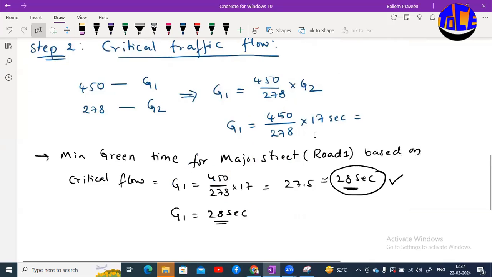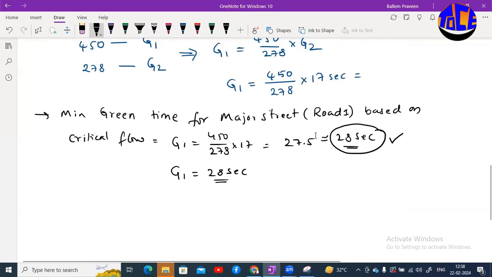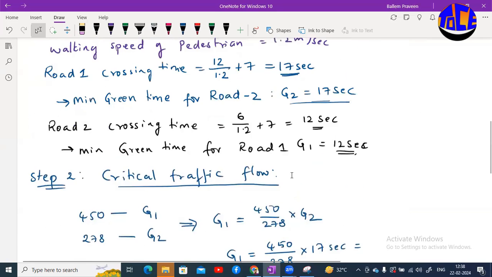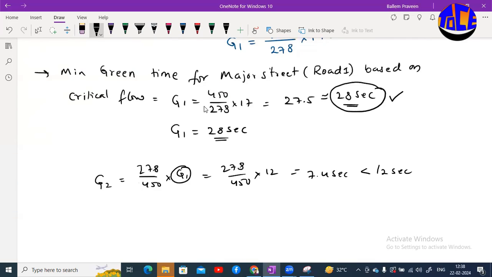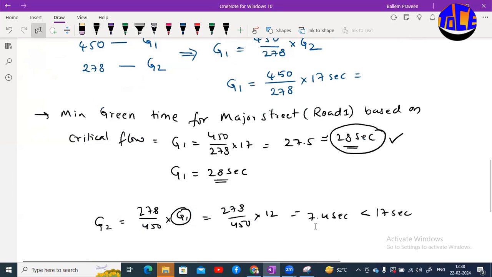Okay, let us see that also. This is not required, but for our understanding we are doing this. So for G2 it is the same procedure: 278 divided by 450 into G1. Here G1 should be 12 seconds, since G1 and G2 are the values we got from pedestrian crossing. So 278 divided by 450 into 12 seconds. How much value will you get? You'll get a value around 7.4 seconds, which is much lesser than what we have provided for road 2, the minor road. We have provided 12 seconds, sorry, 17 seconds for G2. So it is much lesser than that value.